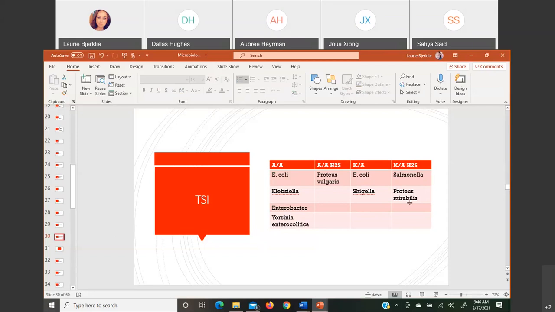All right, and then Proteus mirabilis can be in the K over A with H2S. So these are tricky, I agree. You just have to remember that if they ferment glucose only, they'll have a K over A reaction. If they can ferment any of the other sugars, they'll have an A over A, and the whole tube will be yellow.